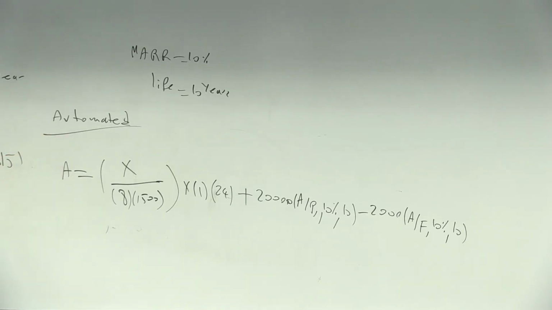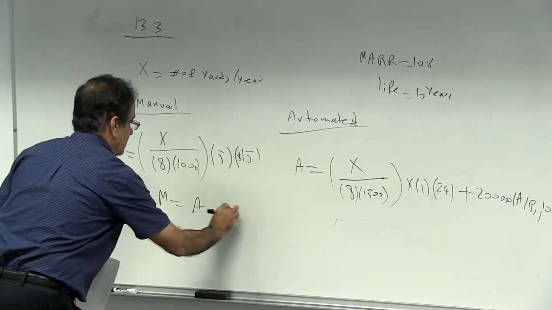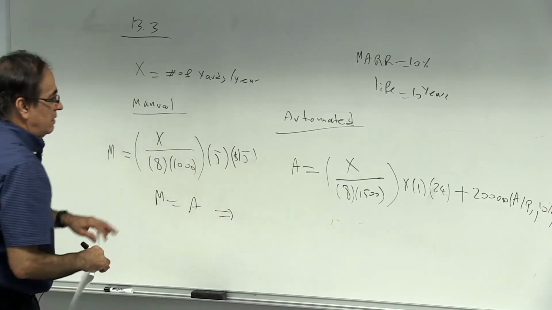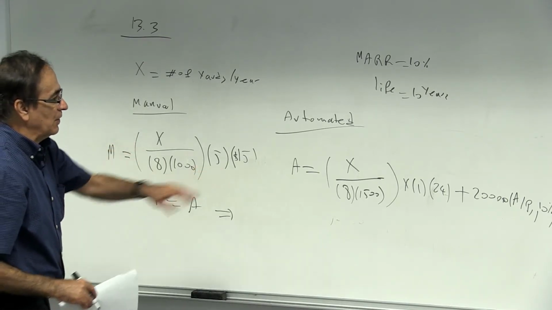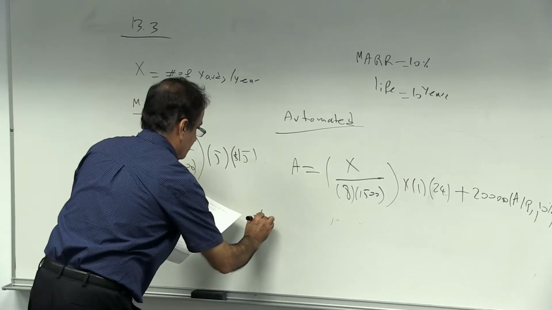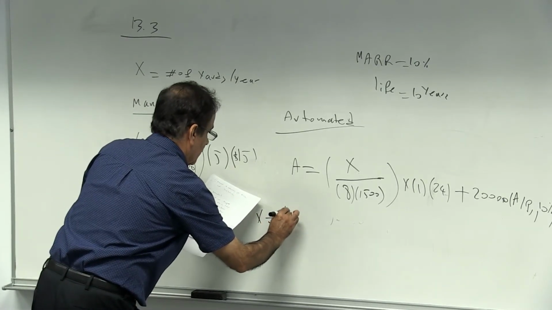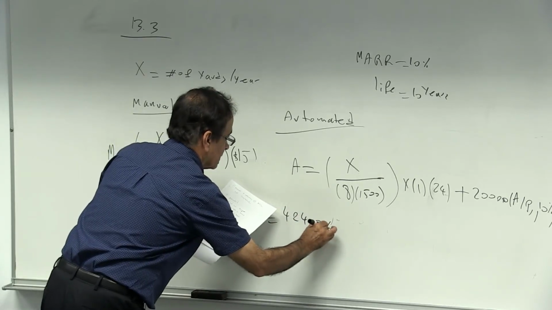So that's going to be the annual cost associated with the automated, and this is the annual cost associated with the manual. So we're going to set M equal to A here, and we have one equation which is linear. If you put M equal to A and solve for X, the X value you're going to get is 424,216 yards.